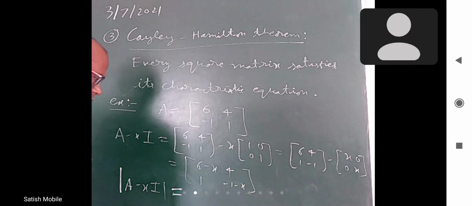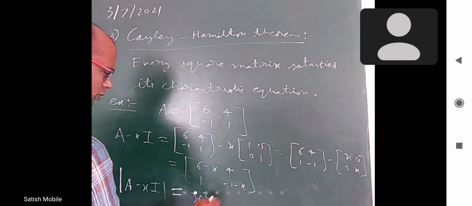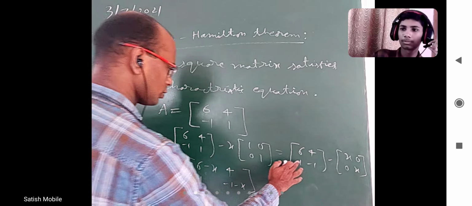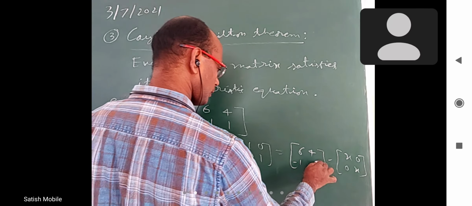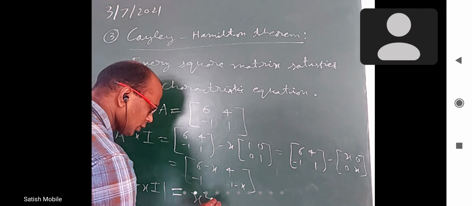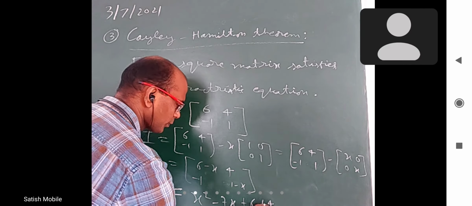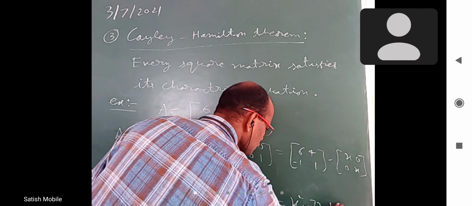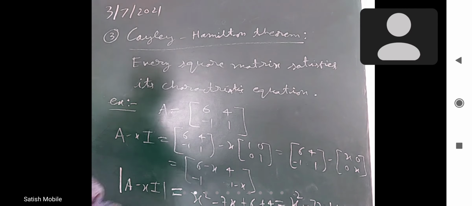This into this is x square plus, okay, this is minus 1, this is 1, so this is minus 1 and this is 1 minus x. x square minus 7x plus 6 plus 4, this is x square minus 7x plus 10. Oh, you cannot see the down part.